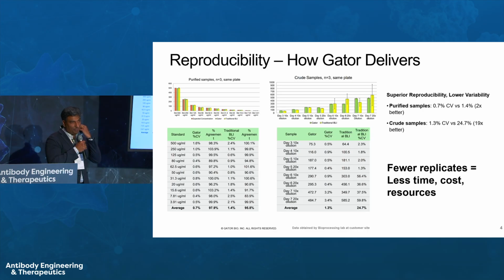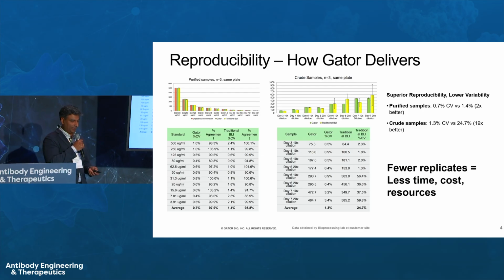So I want to show some exemplary data and performance information about Gator to show you what kind of performance you can expect. This is a CDMO, bioprocessing customer who compared different instrumentation, the Gator system with a traditional BLI platform, and in their hands they see very tight CVs in bioprocess samples. So these are crude samples and purified samples shown on the screen. The CVs that they saw here are very, very tight.